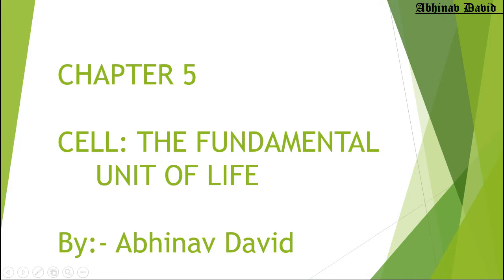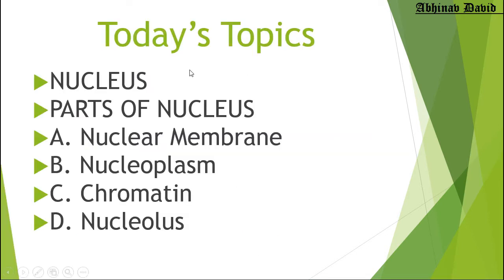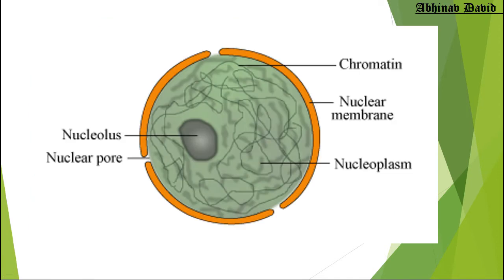So the next topic is nucleus. In today's class we are going to discuss about nucleus, and the different parts of the nucleus. The nucleus has got four parts. Number one is the nuclear membrane, and then we have nucleoplasm, chromatin, and the last part is the nucleolus. As you can see in the diagram, these four parts are there.